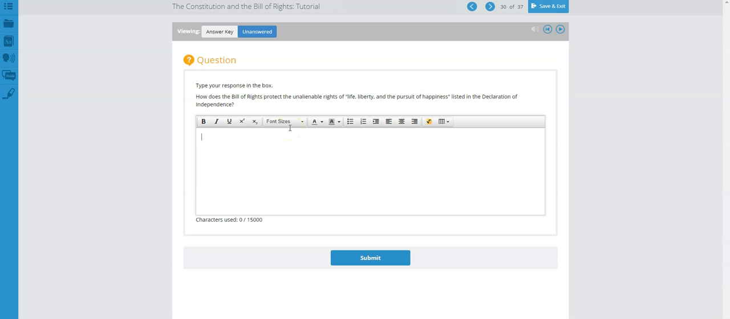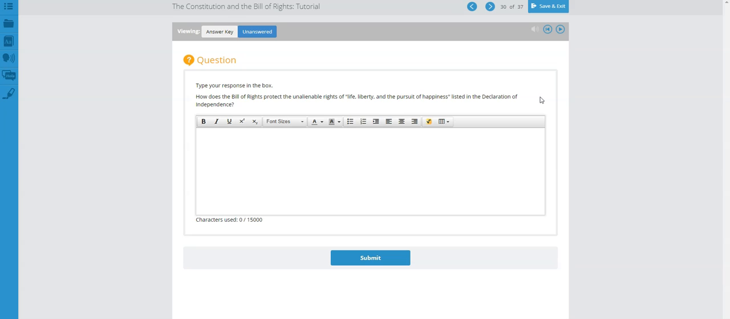We are now moving on to page 30 of the Constitution and Bill of Rights tutorial. Let's read what you're being asked to do here. How does the Bill of Rights protect the unalienable rights of life, liberty, and the pursuit of happiness listed in the Declaration of Independence? So now you're looking at 2 documents, the Declaration of Independence and the Bill of Rights. You need to see what the Declaration of Independence said about life, about liberty, and about the pursuit of happiness. And once you see that, then you need to go to the Bill of Rights and see what it says about that.